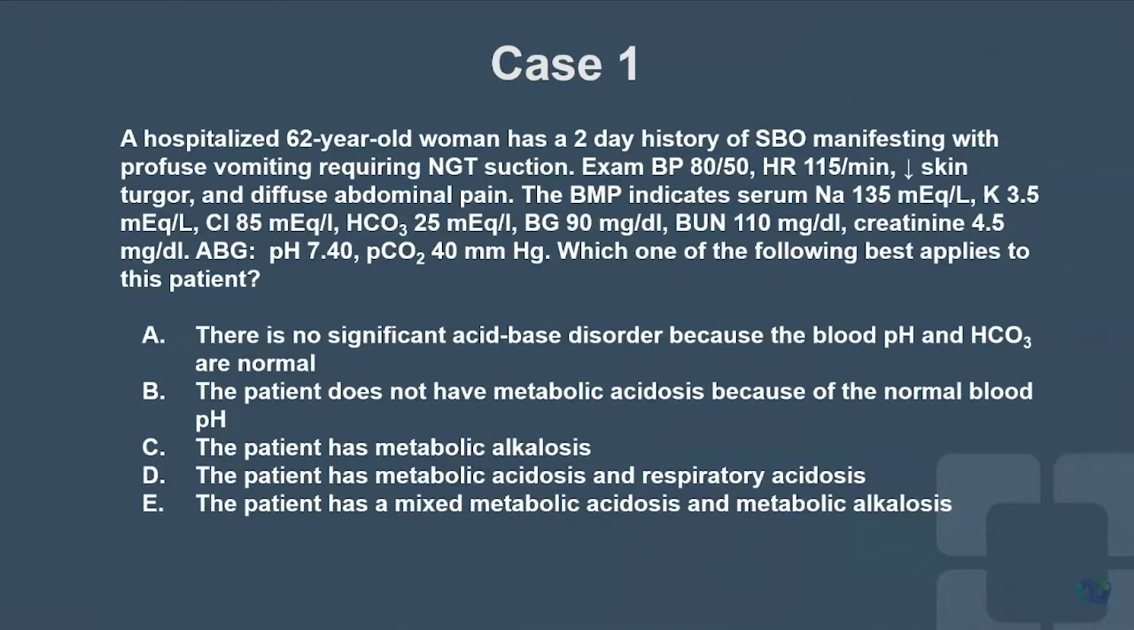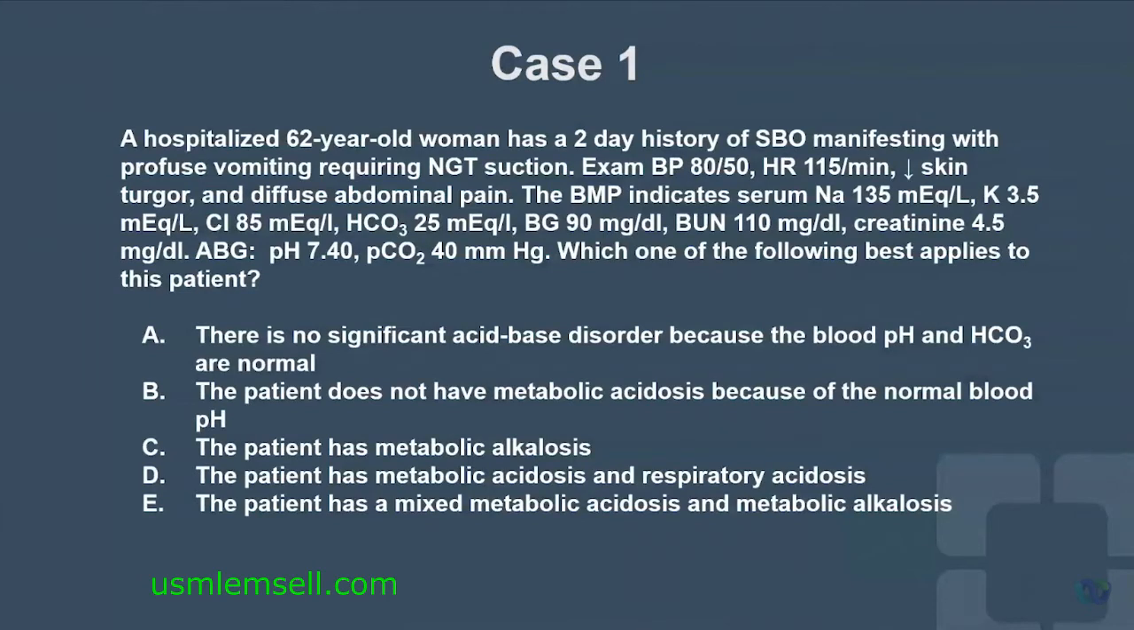So the first case is a 62-year-old female who comes in with a 2-day history of small bowel obstruction, manifesting with vomiting, requiring an NG tube for suction. On exam, she's hypotensive, tachycardic, has decreased skin turgor, and she has diffuse abdominal pain.